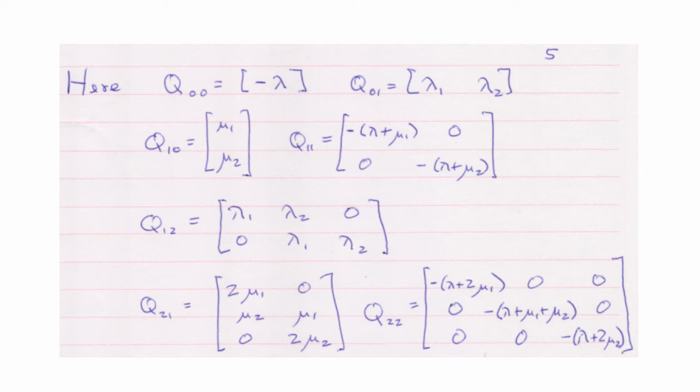Similarly, we will get the Q21 entry. This is a 3 by 2 matrix. Q22, which will be a 3 by 3 matrix. And on the next page, we will have Q23, which will be a 3 by 3 matrix. And as before, the rows will all sum to 0. So let's move to the next page and look at the next set of entries.